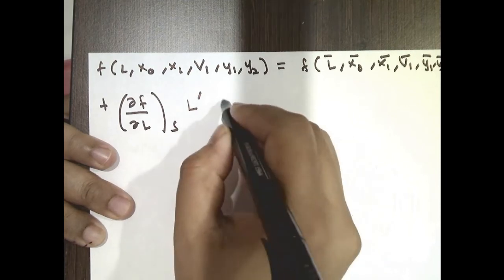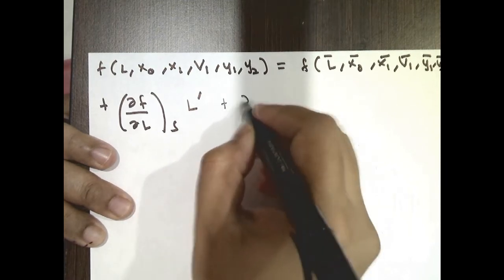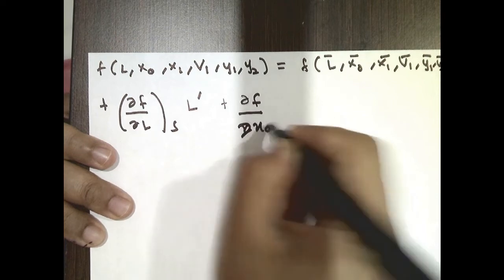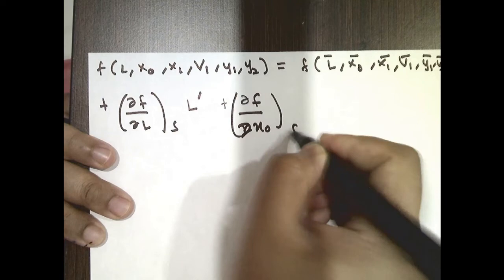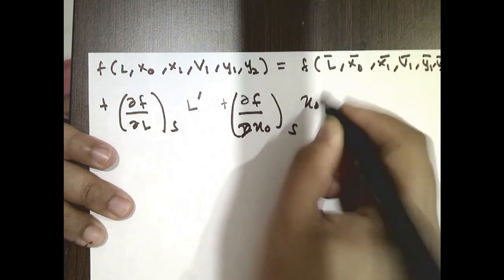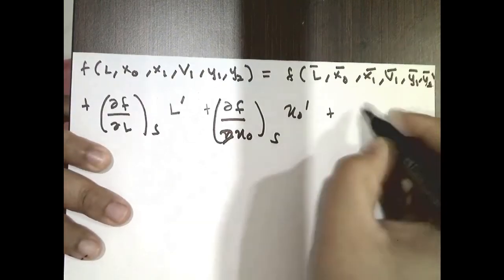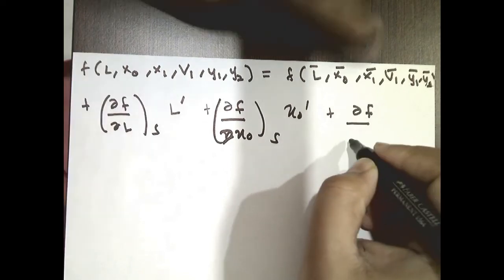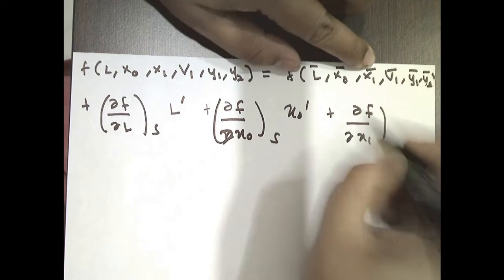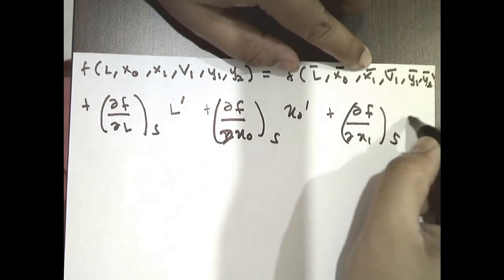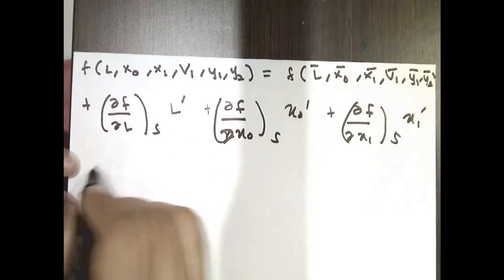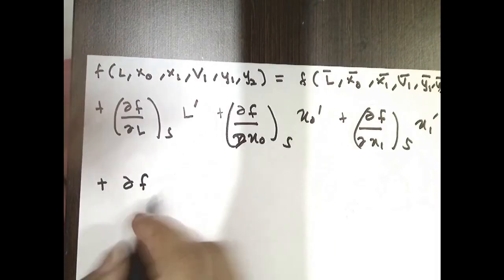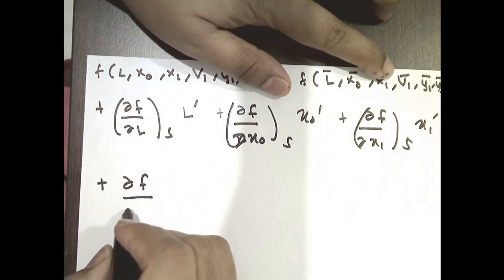Just do for all. So again, F over X naught S X naught prime, okay, plus this one X1 as steady state X1 prime. Please make sure that you don't skip any step. Later on you will miss something.